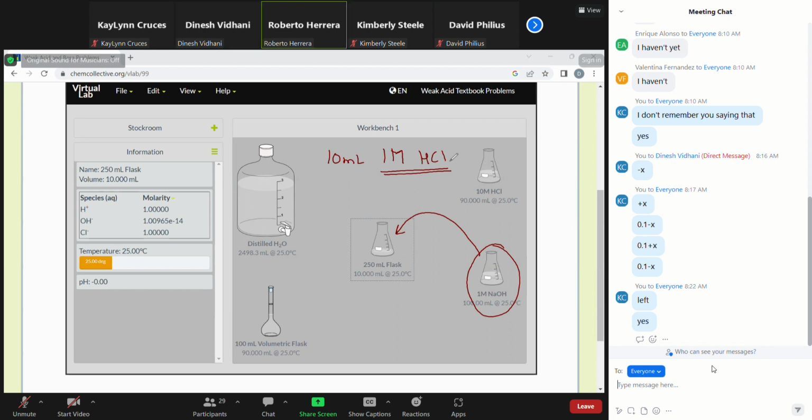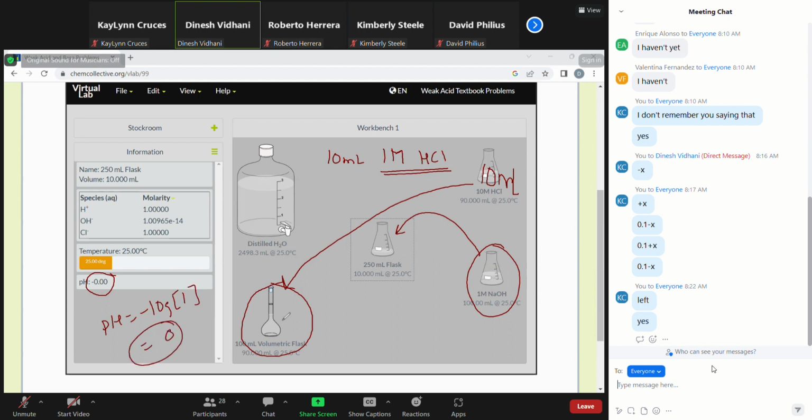Professor, wouldn't it still be 10 molar since you haven't diluted it yet? No, I just did the dilution here. I'm sorry, you didn't see it. I took 10 ml, I added it here, and then I added water. And you can see the pH. pH is 0 because pH equals negative log, and this is a 1 molar solution, so it turns out to be 0. So that's what we have.